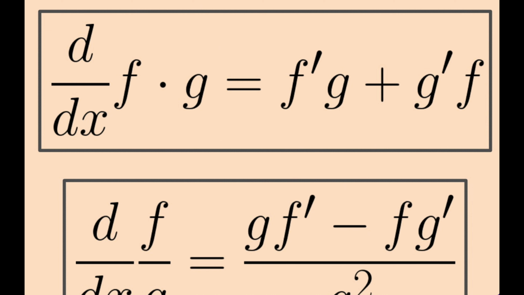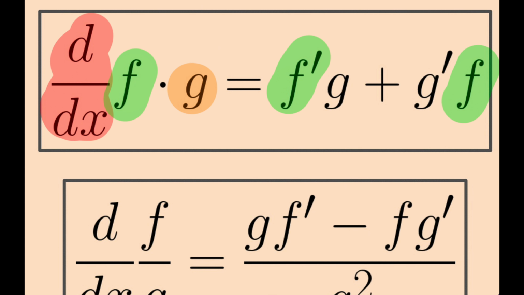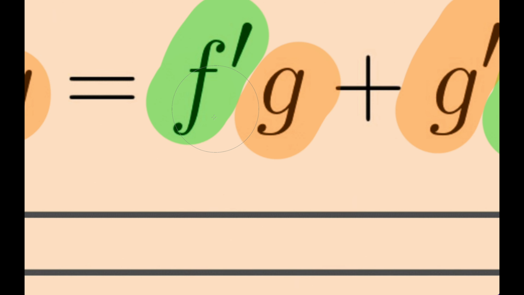So this first one, if you notice it says the derivative, that's what this derivative operator is saying right there, the derivative of f times g. So you have the derivative of two functions. Essentially, we're doing the derivative of f times regular g plus the derivative of g times regular f. I tried to color code it there with the greens and the oranges.